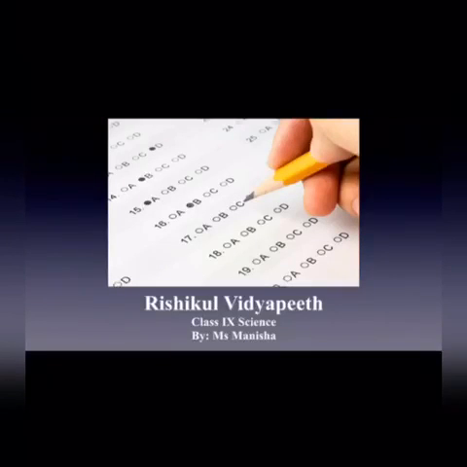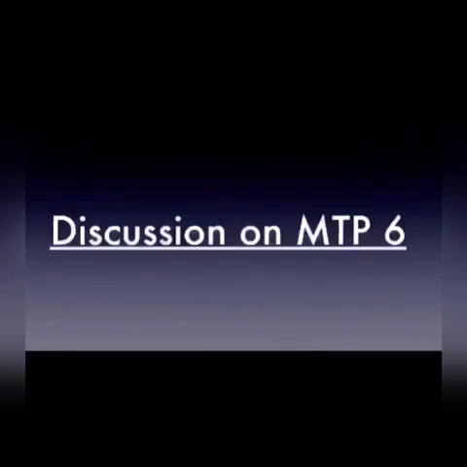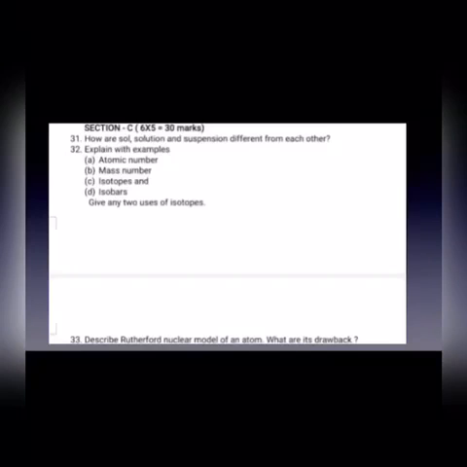Good morning, students. So let us discuss section C of our sample paper 6. This section C consists of 6 questions, each of 5 marks. So the total marks for this section is 30. Let us discuss the first question of this section, which is how are sol, solution and suspension different.